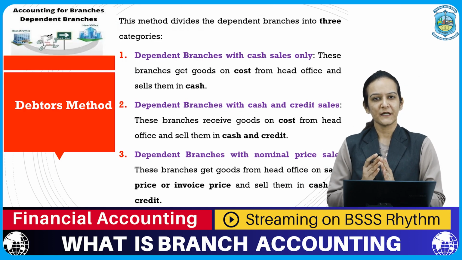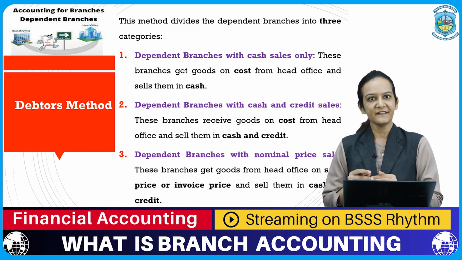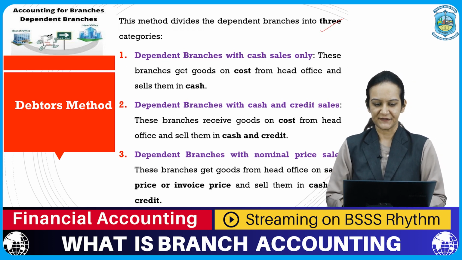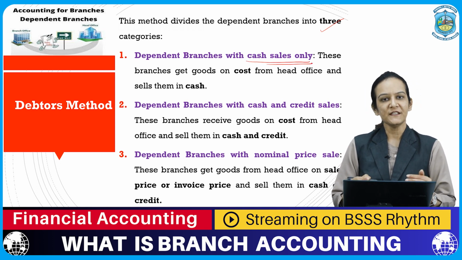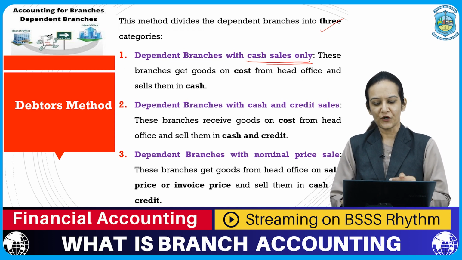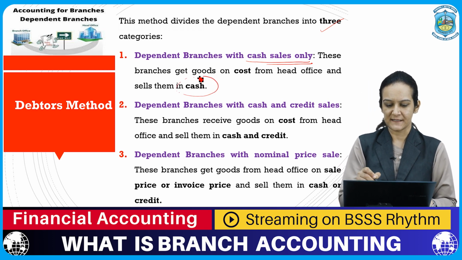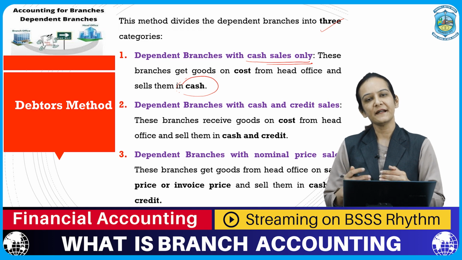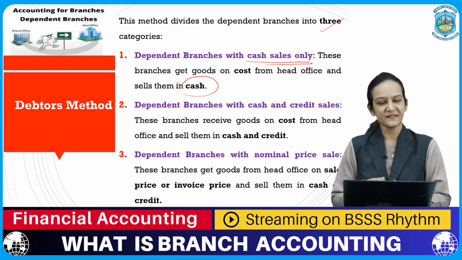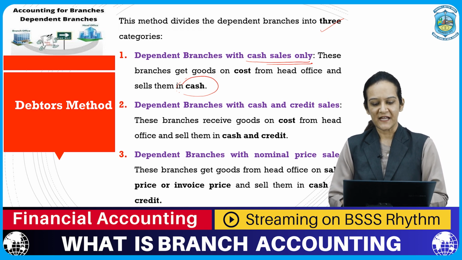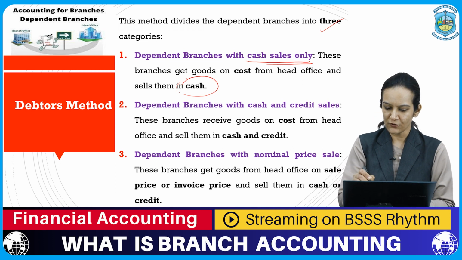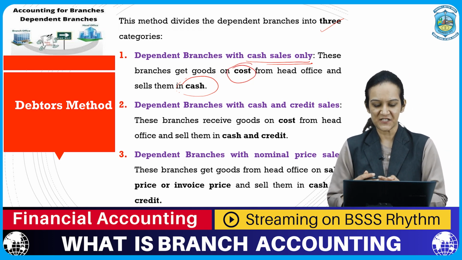Now, to record the entries for the dependent branches, the debtors method divides the dependent branches into three categories. The first category is dependent branches with cash sales only. So, these are the branches that get the goods from the head office at cost price and further make only cash sales. We know that dependent branches are the branches that get the goods from the head office, and these are the goods that are further sold by the dependent branches to the customers. So, these branches get the goods from the head office at cost price and then make only cash sales.